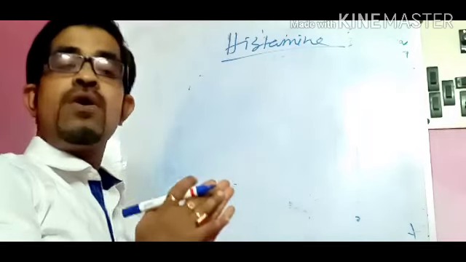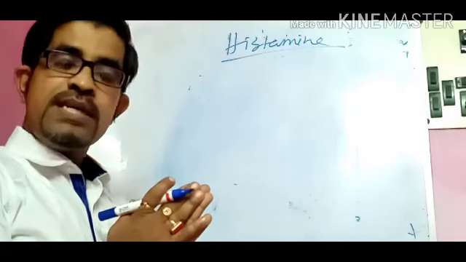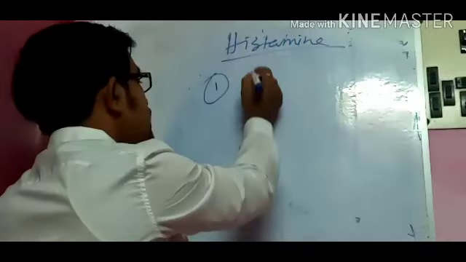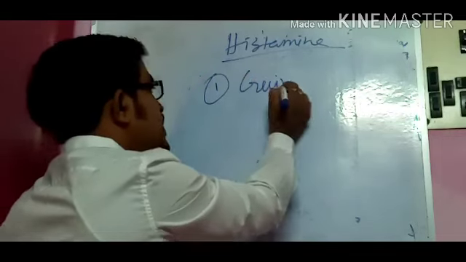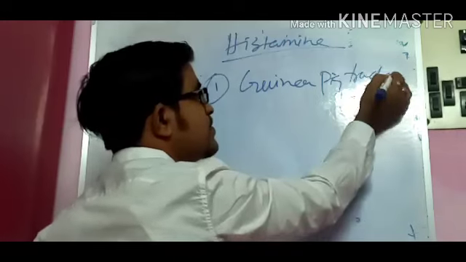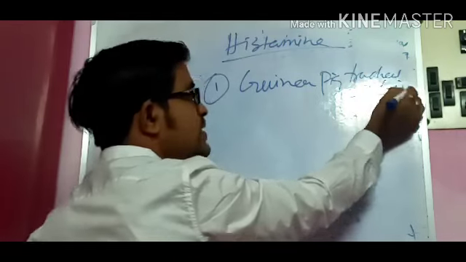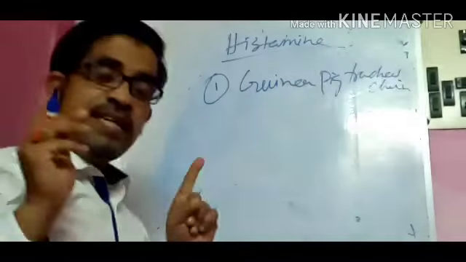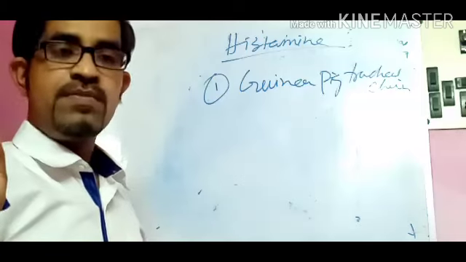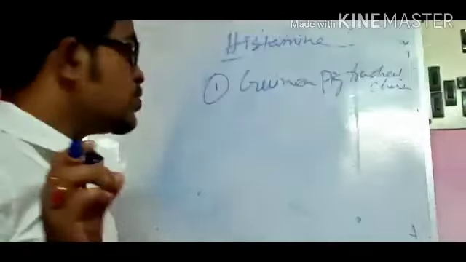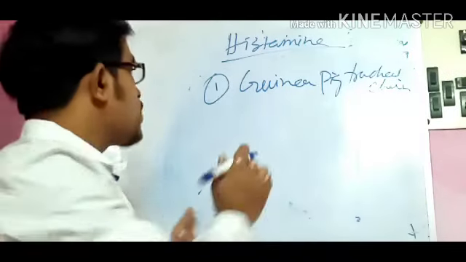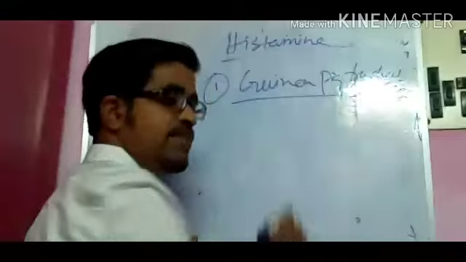The best method for histamine, number one, is the guinea pig tracheal chain. Remember that the guinea pig is very sensitive to histamine because they are allergic. So we are selecting the animal guinea pig. Our heading is the guinea pig tracheal chain method.